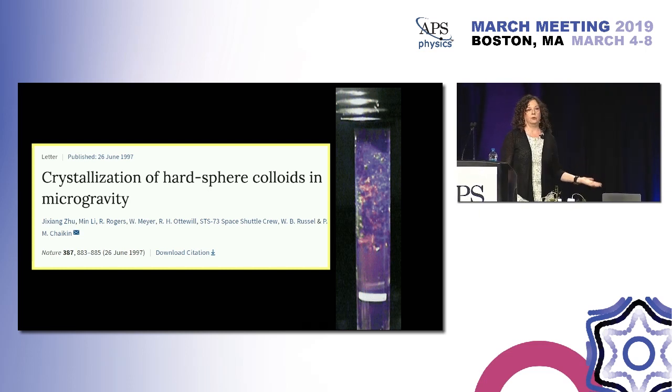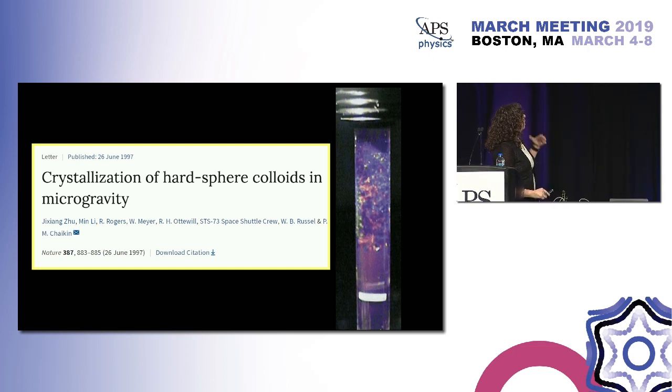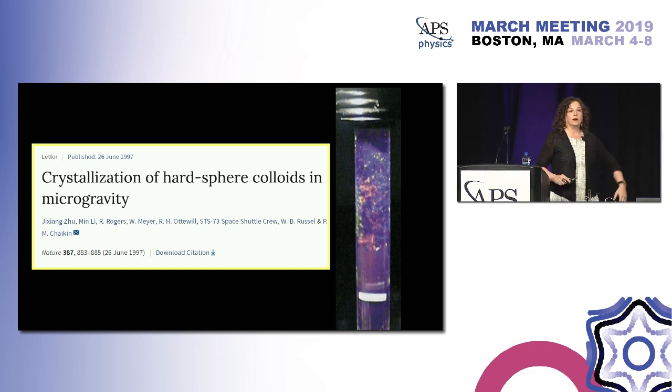This was predicted by computer simulations, and of course argued and argued and argued for decades. And then it was solidified in this beautiful, groundbreaking paper by Paul Chaikin and Bill Russel and collaborators, which included the STS-73 space shuttle crew. This was published in Nature in June of 1997: On the crystallization of hard sphere colloids in microgravity.